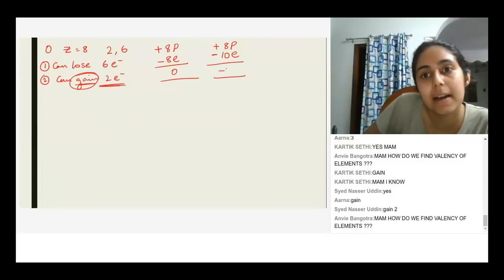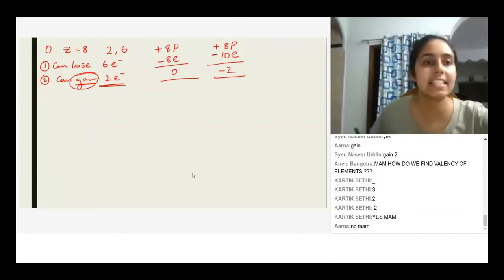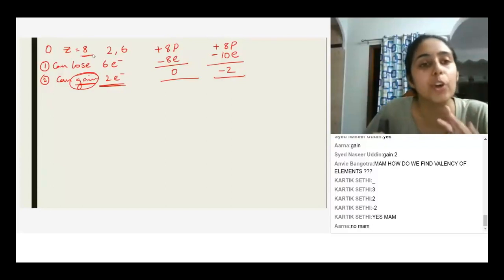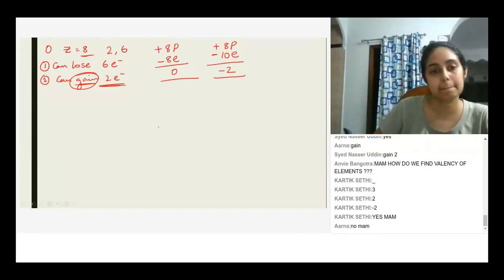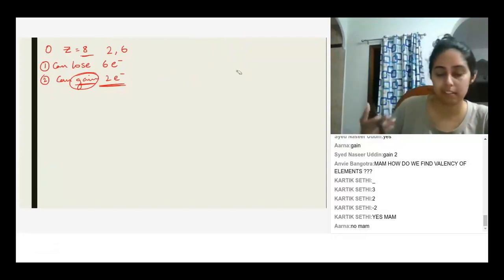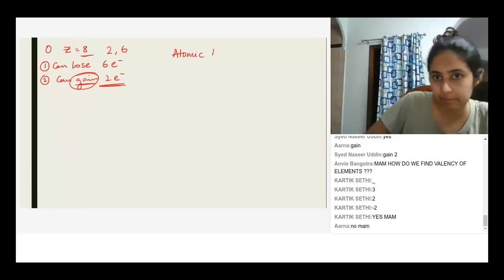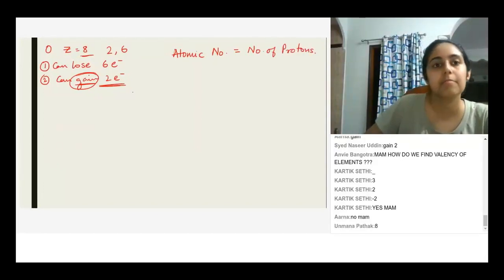So valency is, all right, let's look again. Oxygen has atomic number 8. If oxygen has atomic number 8, how many protons will it have? It will have 8 protons.